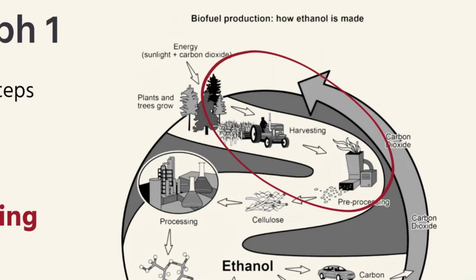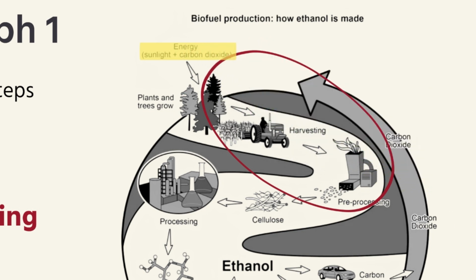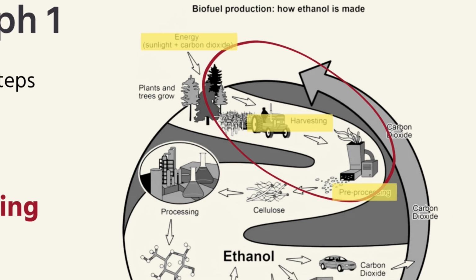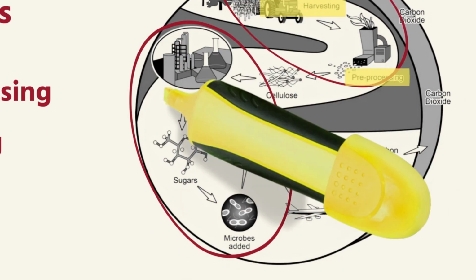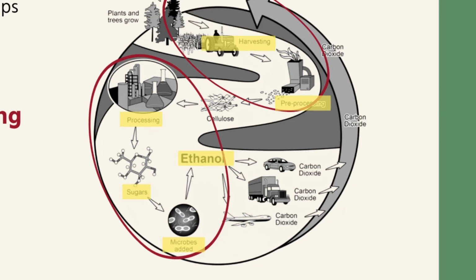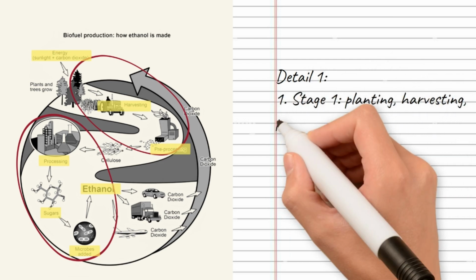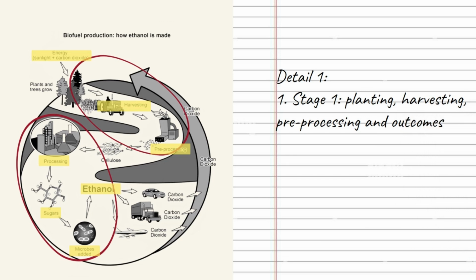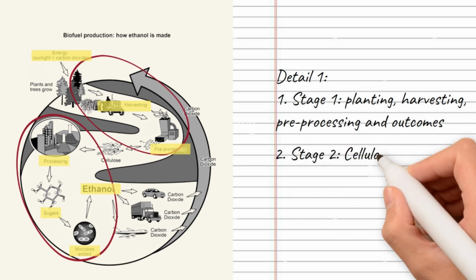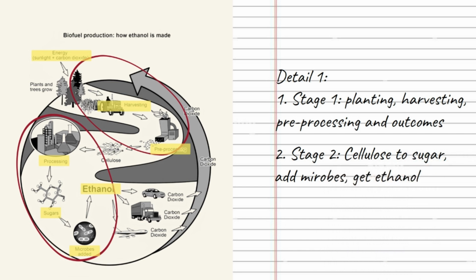Stage 1, plants absorb energy from sunlight during planting, followed by harvesting with machinery, and pre-processing after the plants are harvested. Stage 2, the cellulose in the plants is processed into sugar, and then microbes are added to turn the sugar into ethanol. Write down my plan. Stage 1, planting, harvesting, pre-processing, and outcomes. Stage 2, cellulose to sugar, add microbes, get ethanol. Detail paragraph 1 is done.